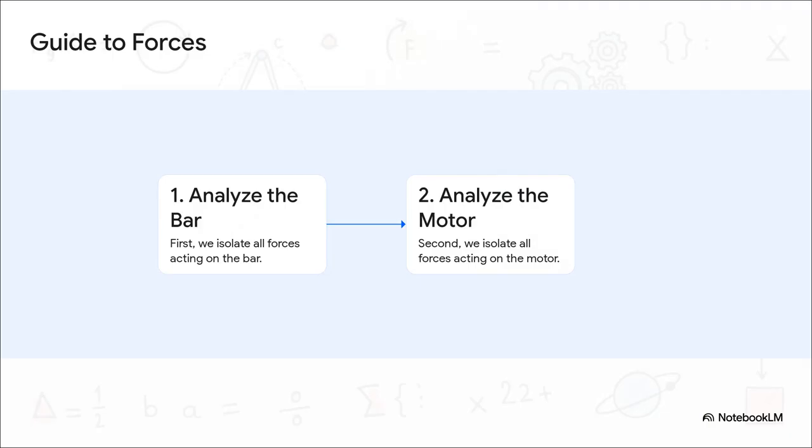Now, you might be tempted to look at the whole system at once, but trust me, that's a recipe for confusion. The trick is to keep it simple. We're going to look at the bar all by itself, and then we'll look at the motor all by itself, one at a time. This methodical approach is going to save us a lot of headaches.